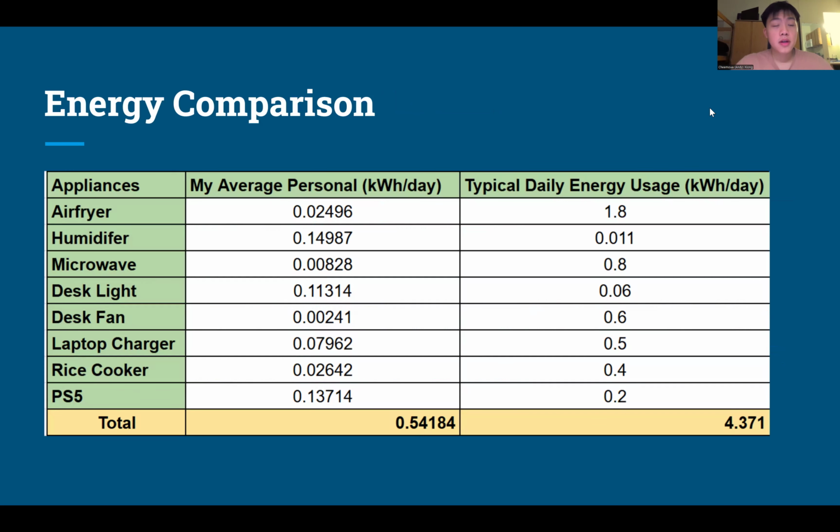And then for energy comparison, on the left is my average personal energy usage per day, and on the right is what I found online. It turns out that the typical daily energy usage is about four times as much as mine, and I thought that was pretty interesting. I thought I would use a lot, but maybe I'm using less than I thought.